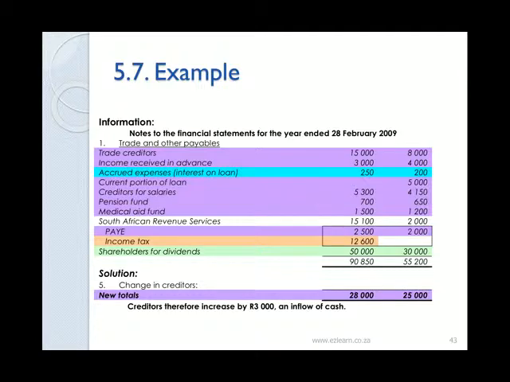Now that we have used interest on loan, SARS income tax, and shareholders for dividends, we can look at all the rest of the remaining figures and recreate new totals, which end up as 28,000 and 25,000 respectively for the current year and the beginning of the year, resulting in an increase of 3,000 Rand, which is in fact an inflow of cash. Notice that again, I excluded the amounts for tax, dividends, and interest that have already been paid.